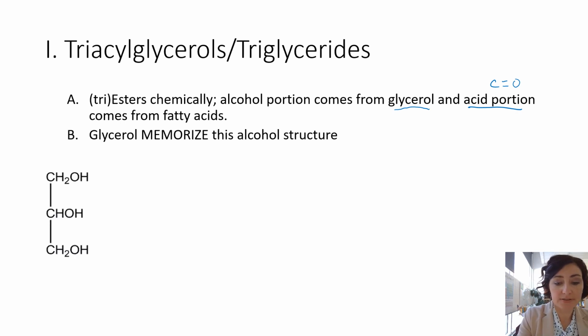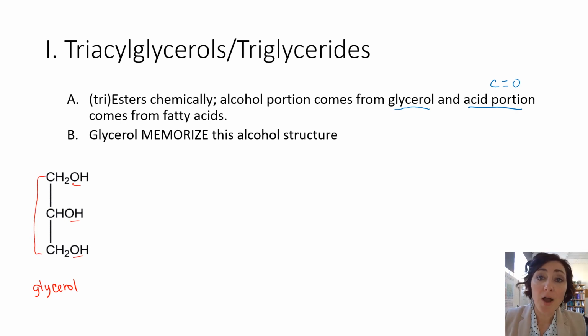So glycerol is the structure right here. This is one you are going to have to memorize because you're going to have to be able to identify it. So glycerol has 3 hydroxyl groups on it, and it's bound together by a backbone. Oftentimes we'll refer to this as the glycerol backbone in a triacylglycerol.